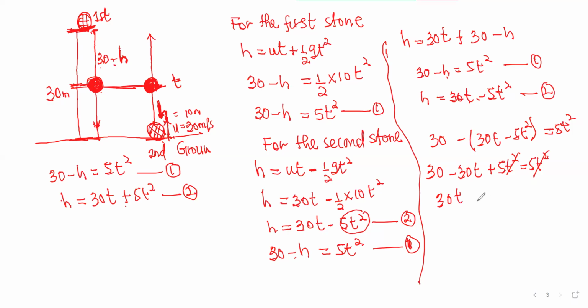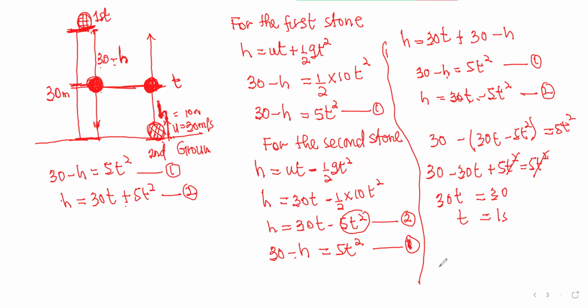So 30t would be equal to 30, so that t is equal to 1 second. It means that when one stone is dropped and the other is moved up at the same time, they will cross each other or meet at a time t equal to 1 second. If t is equal to 1 second, what will be h? The vertical height h, where the two stones will cross or meet one another. Substitute 1 second into any of the two equations, either equation 1 or equation 2.